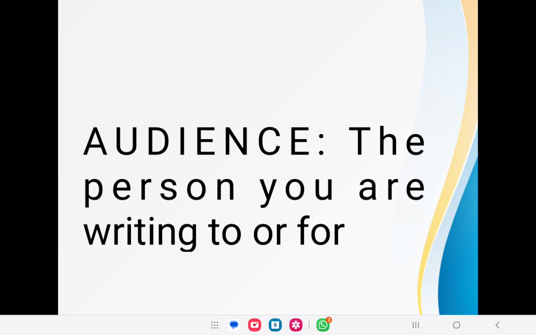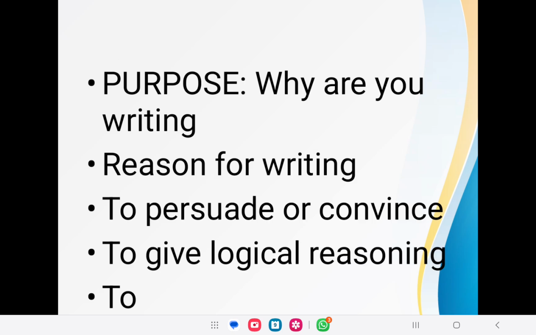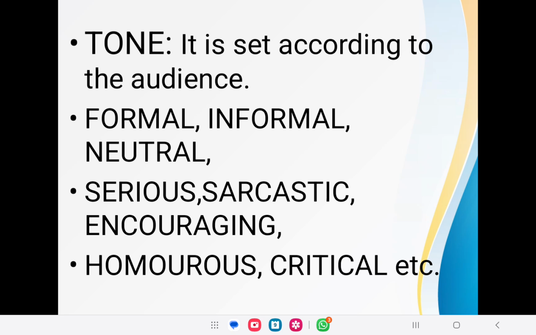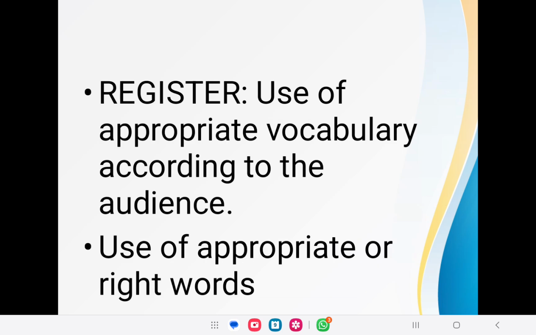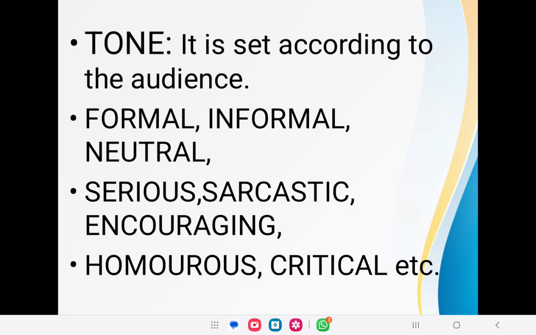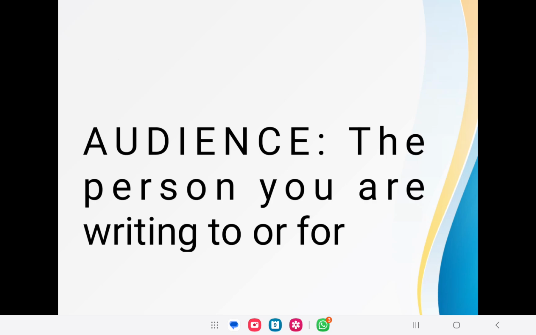Next thing is, you must be very clear, rather crystal clear, about 4 things. First one is audience. Next one is purpose. Next is tone, and the last one, the fourth one, is register. So you must be clear about these 4 things while doing directed writing task: audience, purpose, tone, and register. So who is the audience of directed writing task? Audience means the person you are writing to or writing for.